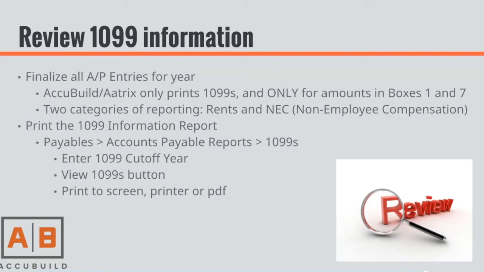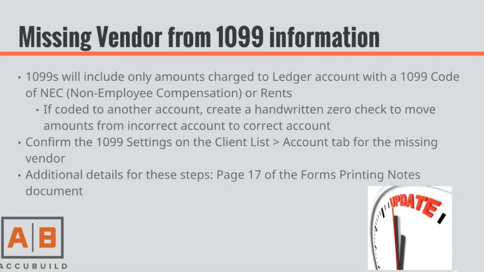What if you find that a vendor is missing from the 1099 information report? There are a couple of reasons why vendors may be missing from the report. The first is because AccuBuild looks for general ledger accounts which have been classified with a 1099 code of either non-employee compensation or rents. If you have coded invoices to an account without a 1099 code, you can input a handwritten zero check, which moves the amounts from the incorrect account to the correct account.